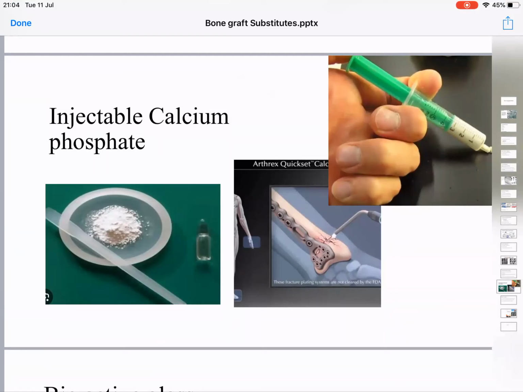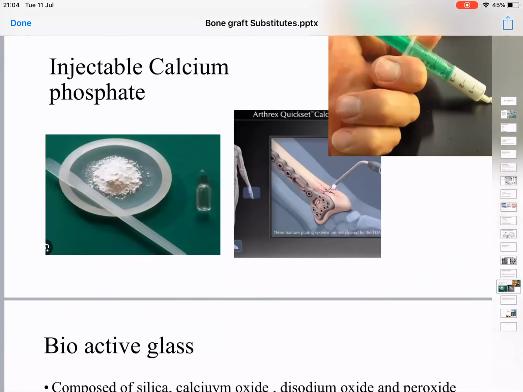It is made out of a powder that you mix with a liquid form. It forms into a paste that you can inject into these metaphyseal areas to supplement your internal fixation.